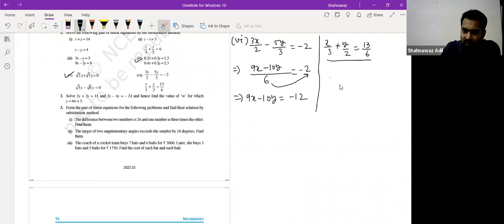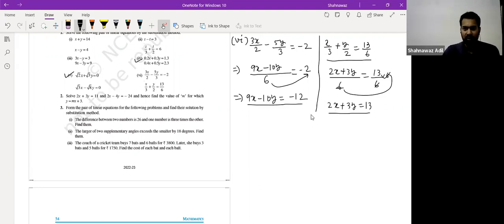And let us do this part. This is again 6, and 3 twos are 6, so 2x, 2 threes are 6, so 3y, and 13 by 6. So 6 goes here and cancels. So this will be 2x plus 3y equals 13. Right. So this looks simpler. So let us calculate the value of y from here.